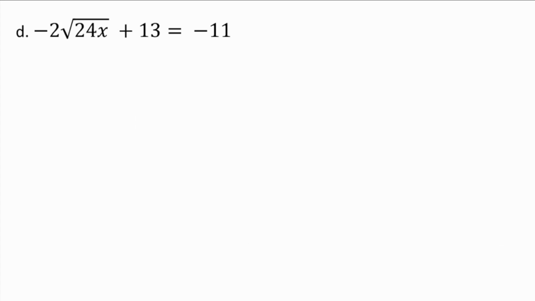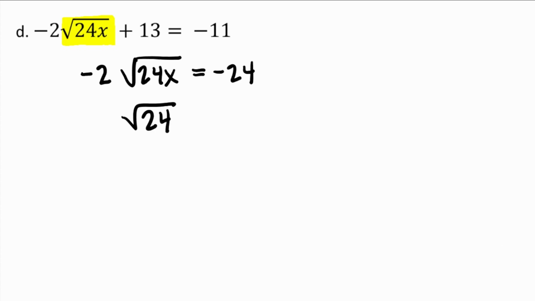So if I'm going to try to get at x, I need to really isolate this radical first, the square root of 24x. So I'm going to get at that by starting by subtracting 13. So that'll be negative 11 minus 13 is negative 24. And then dividing both sides by negative 2. Then I could square both sides.